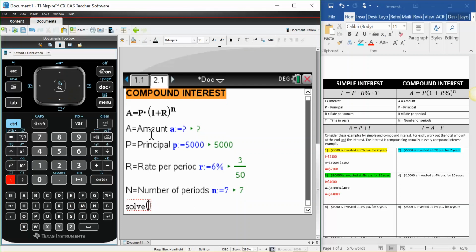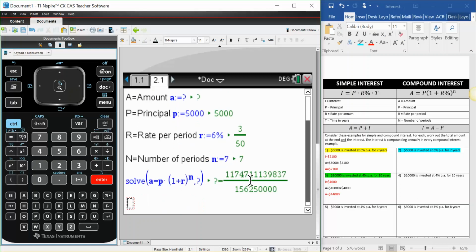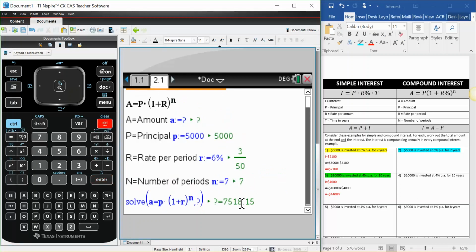So we go to solve A equals P. Then really importantly, we need to hit times bracket. It's so important that we have that there or else it will not give us an answer at all. We then go 1 plus R, close the bracket, hit to the power of N. We then go to the right, comma, question mark. Then we hit solve and we can see a strange answer like that. But when we hit control enter, we can see that our answer is 7,518.